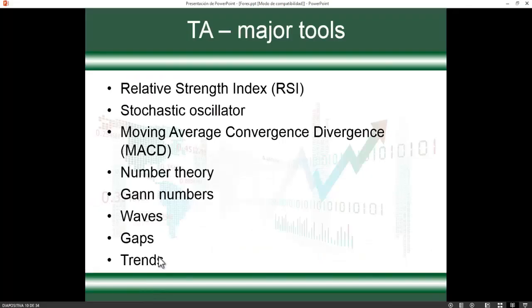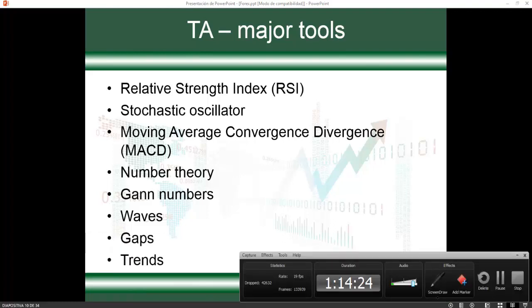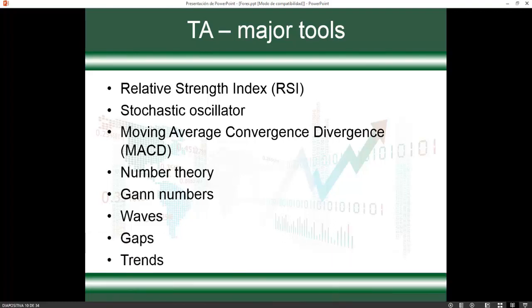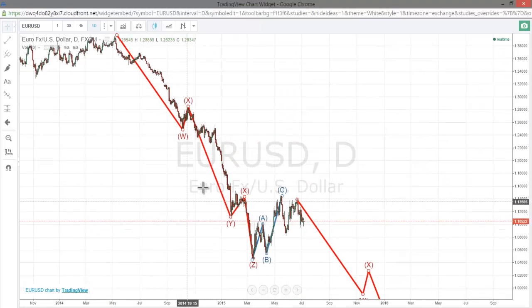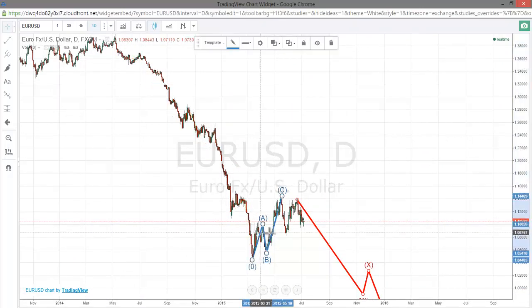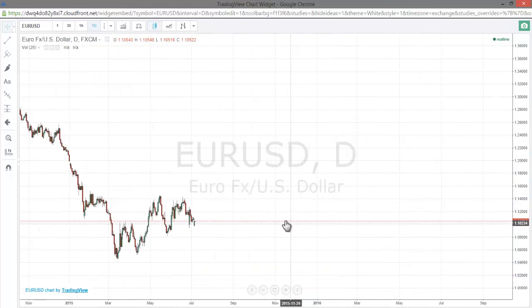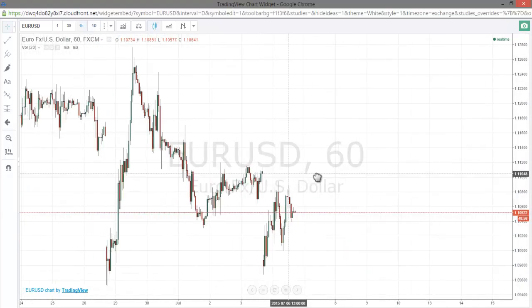And finally, gaps and trends. So I think the video is getting a bit too long. 1 hour and 14 already. I'm sorry about that. Gaps and trends. Gaps are pretty easy: it's when the market is closed, not open for trade, but the price has moved, usually because of a macroeconomic event or something really big happening.